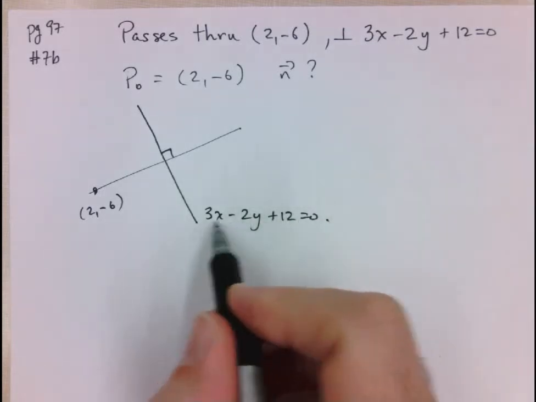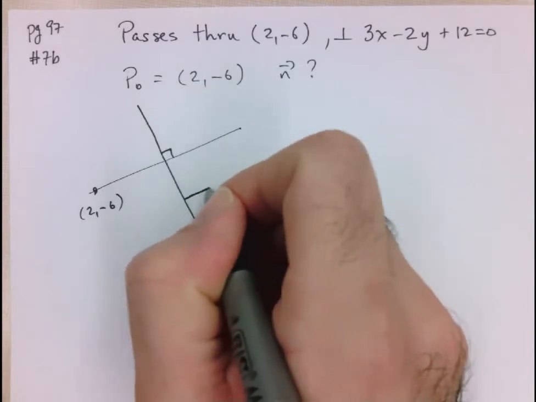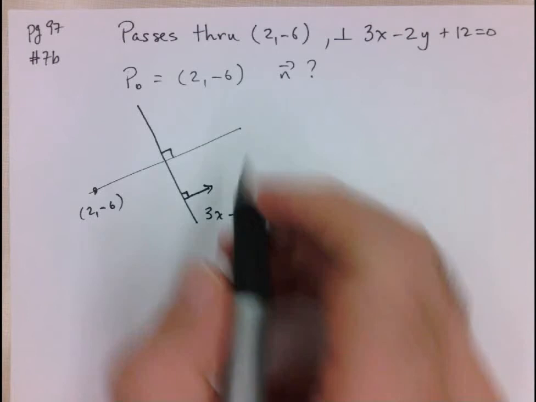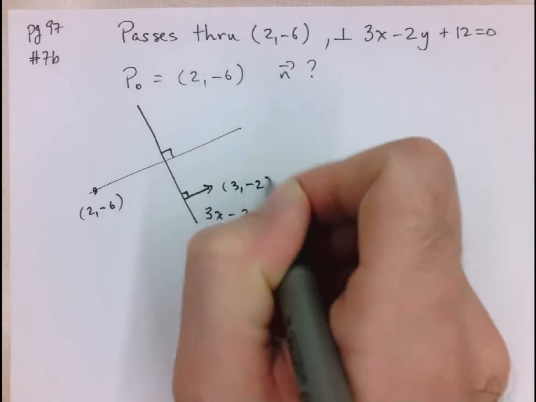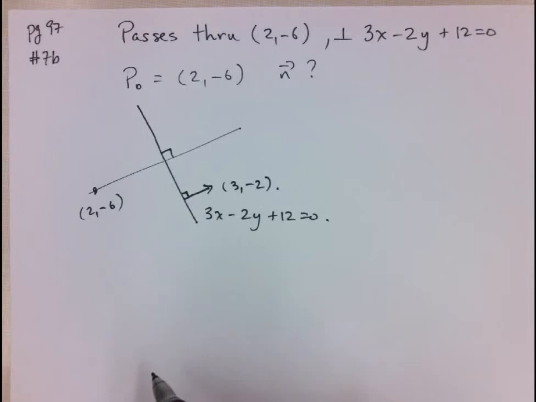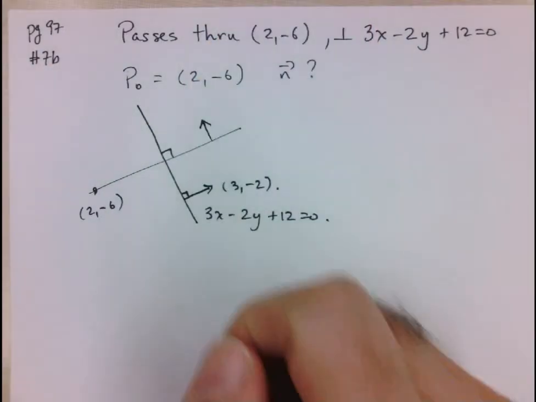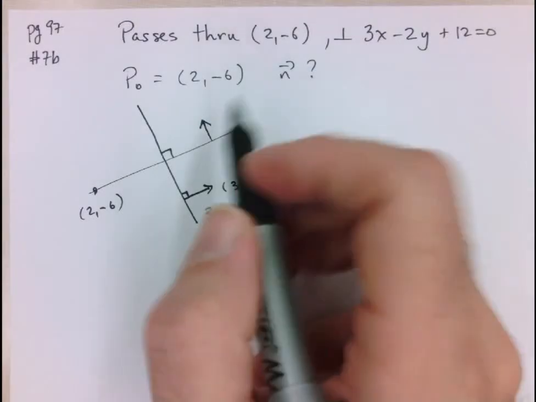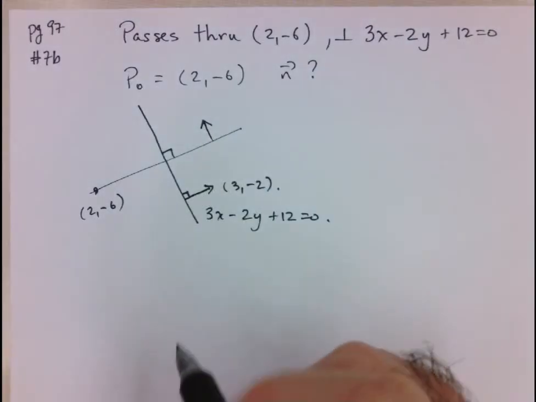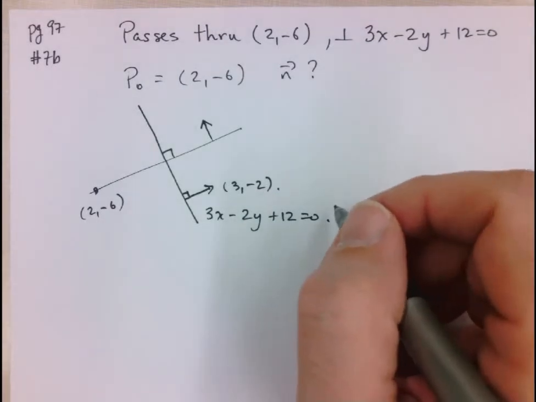Now, since I have the Cartesian equation of this other line, I know a normal vector to that line. Because here a and b, okay, 3 and -2, would just be a normal vector to the given line. Okay, but I need a normal vector to this line here, the one that contains (2, -6). So I realize that the normal vector that I need has to be perpendicular to the normal vector of the other line. And here again, if you watched the previous video, if you haven't, I suggest you do.